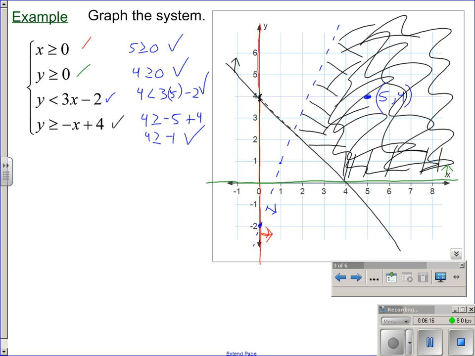Yes, it is. Okay. So this point, which is in the completely shaded region here, it satisfies all the equations. That's the whole idea. It's a solution to the system.